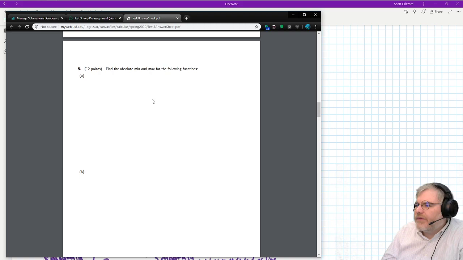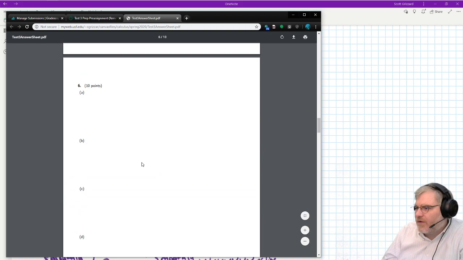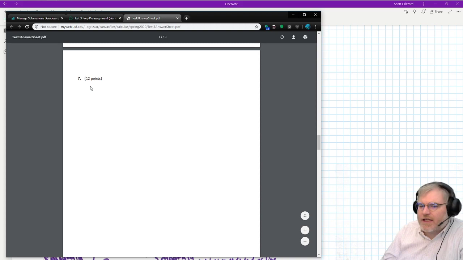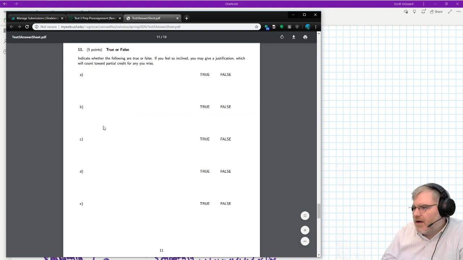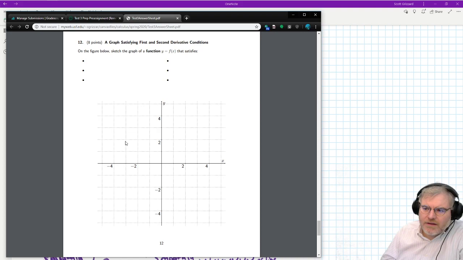And then we have absolute min, absolute max. This one got more points. It was 10, now it's 12. This is obviously the optimization problem because it's got 12 points instead of 10. And all of these are just the same as they were before. Any other questions about that?